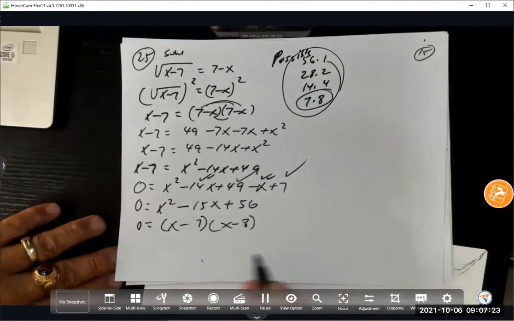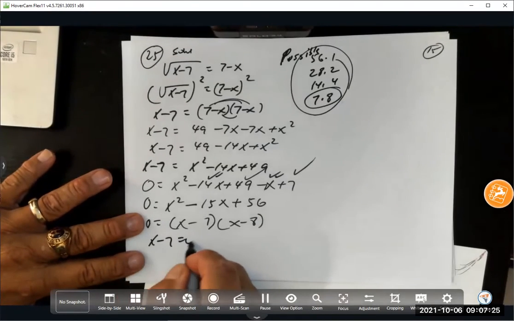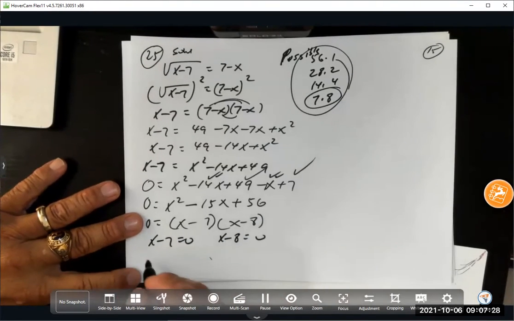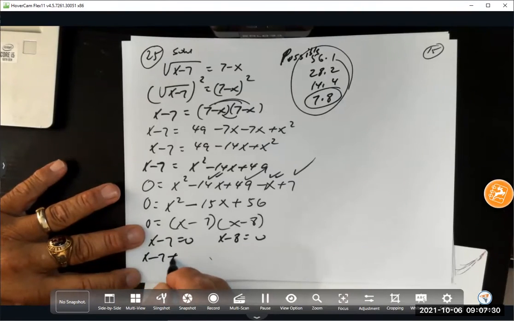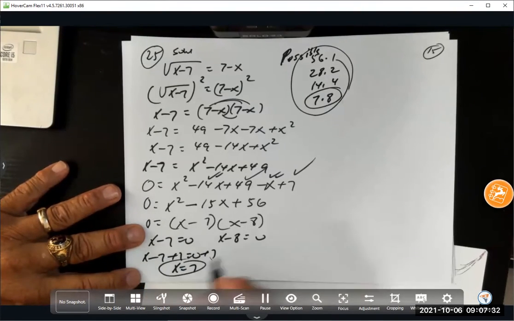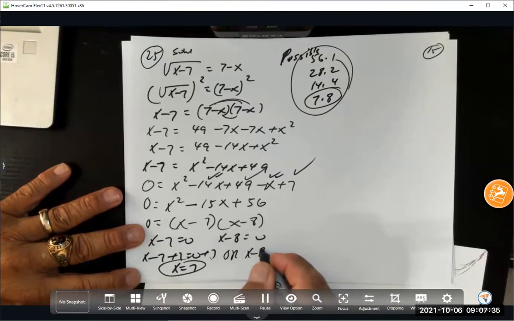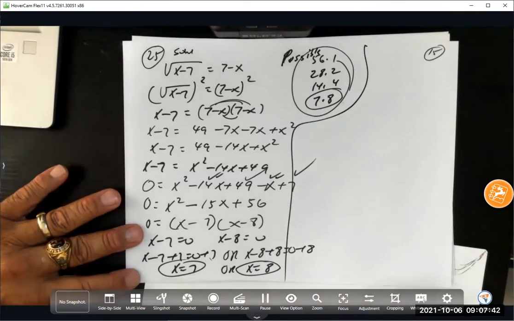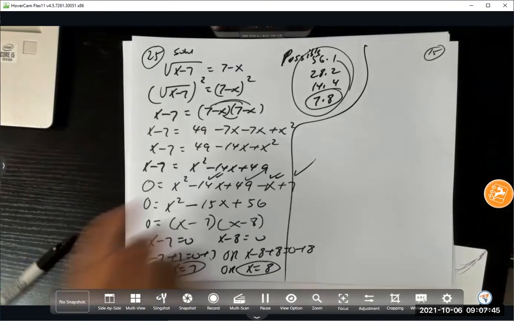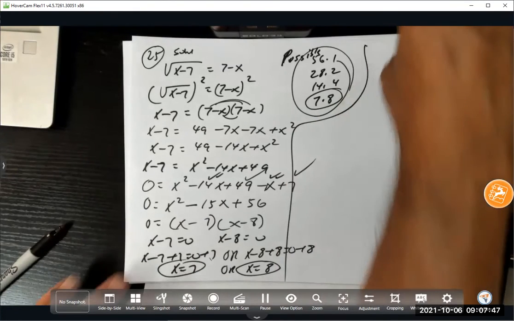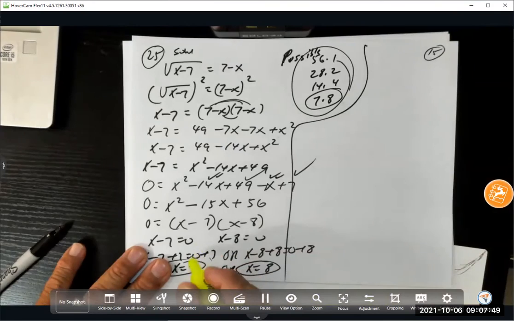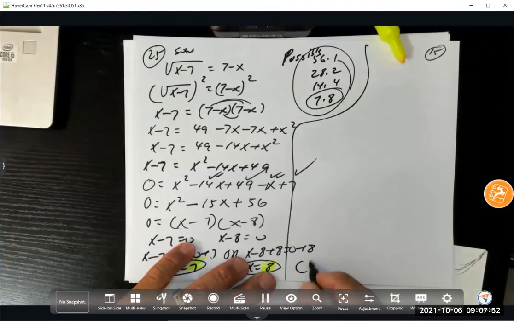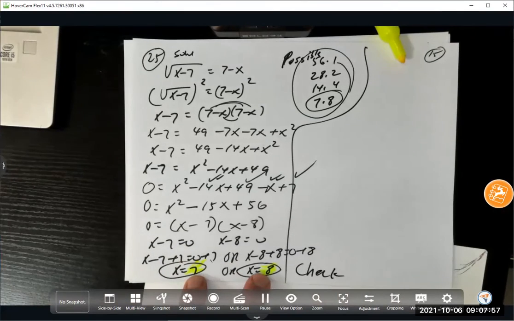So we have x minus 7 is 0, or x minus 8 is 0. So x minus 7 plus 7 is 0 plus 7, so x is 7. Or over here, x minus 8 plus 8 equals 0 plus 8, or x equals 8. So I have two answers. This one works, maybe. This one works, maybe. What you need to do, you need to check which one is a good answer. How do I find out if they work? Can I put this back here?